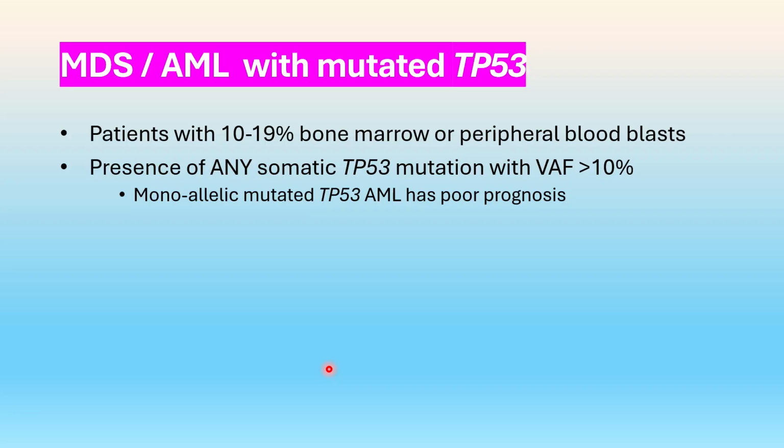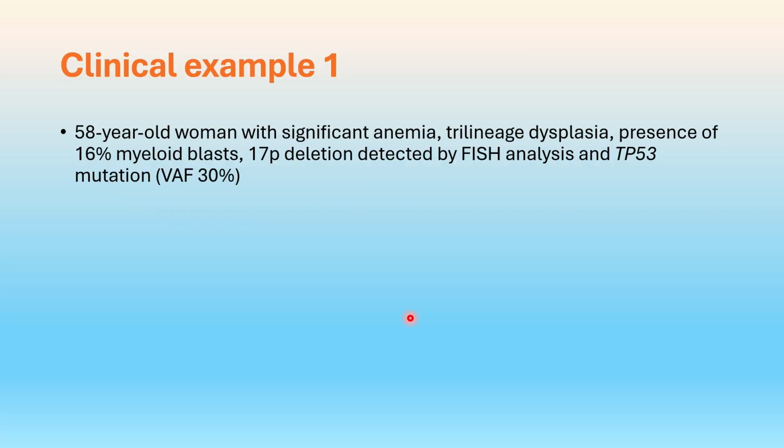So finally, there's just this MDS-AML with mutated P53, and this applies to patients with 10 to 19% bone marrow or peripheral blood blasts. And the only thing to remember is that this does not require a multi-hit P53. Any kind of P53 mutation will fit into this entity. So I just want to finish up with a few examples.